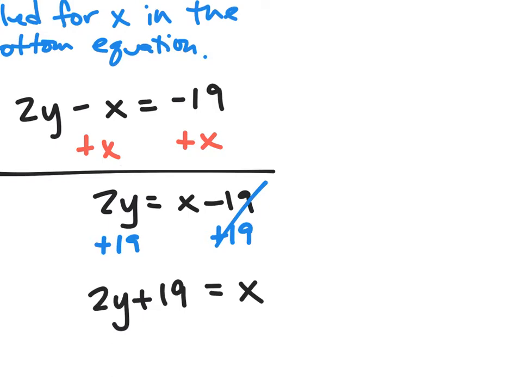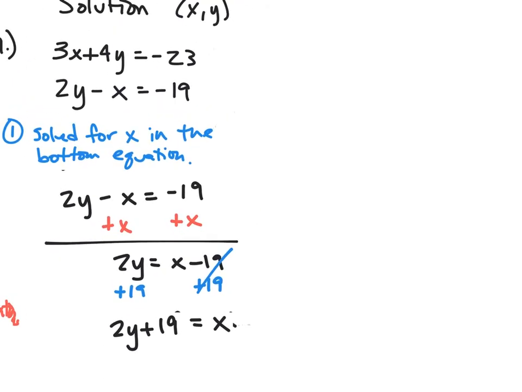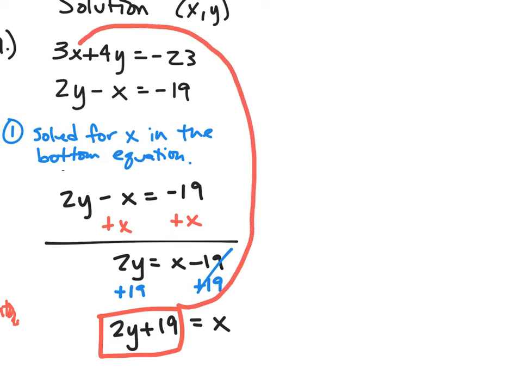Okay? Then what I'd want to do is take this equation, 2y plus 19, that expression, and substitute it back into x of my top equation, my other equation. So I'm doing the same thing I just did on the previous one, except I'm adding in another step. So at that point, I did this.